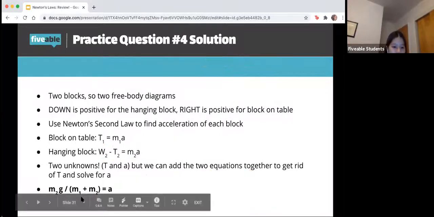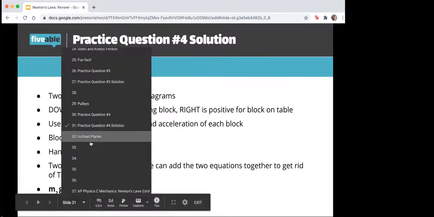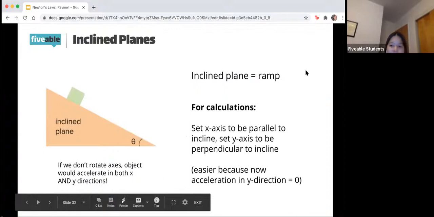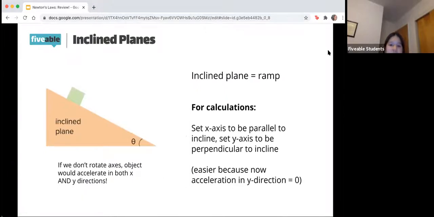Okay, cool. Quick progress check. We're almost there. All right, inclined plane. This is the easy stuff. An inclined plane is literally just a ramp. However, whenever you get an inclined plane, you can't use our normal x, y, because then we would have some crazy numbers to deal with, with the arrows everywhere. I don't want to deal with arrows.